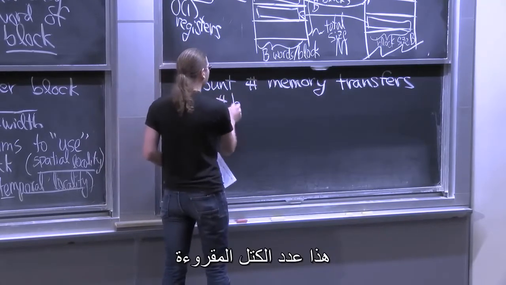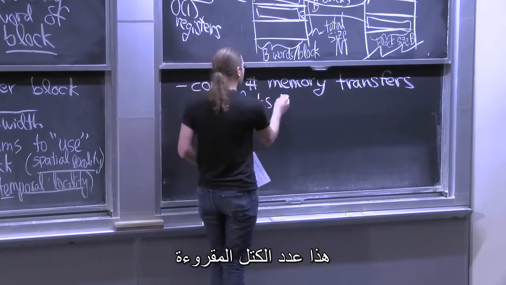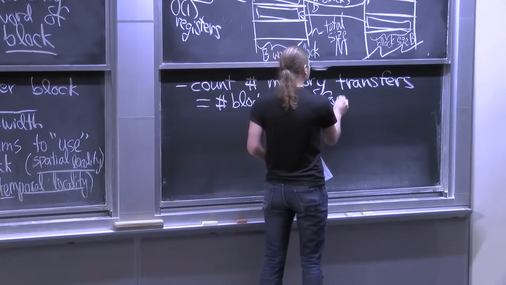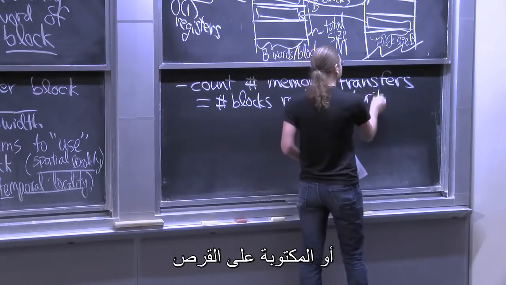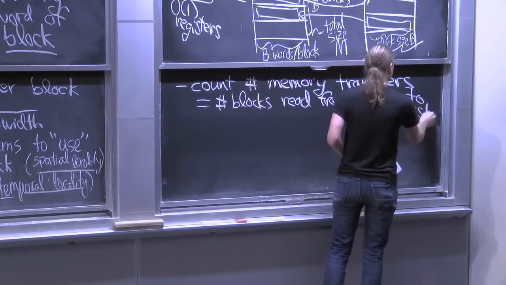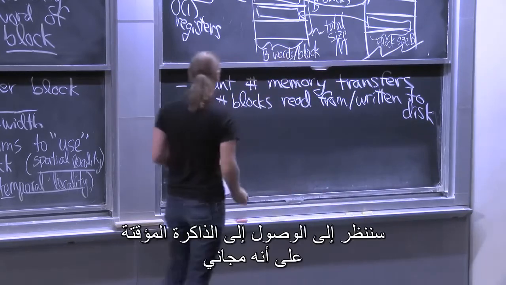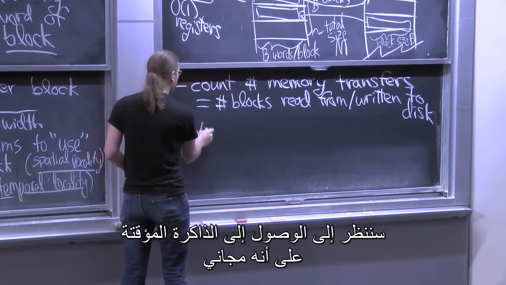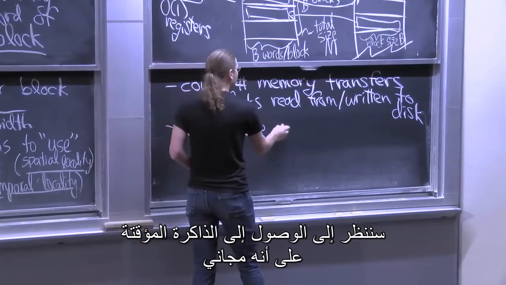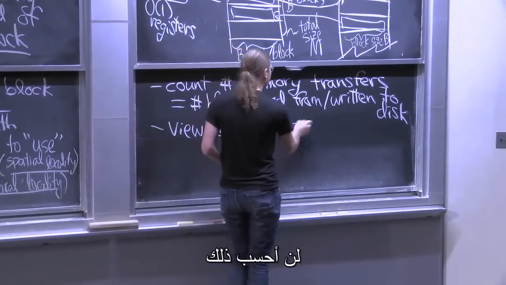It's the number of blocks read from or written to disk. We're going to view accesses to the cache as free. Not going to count those.